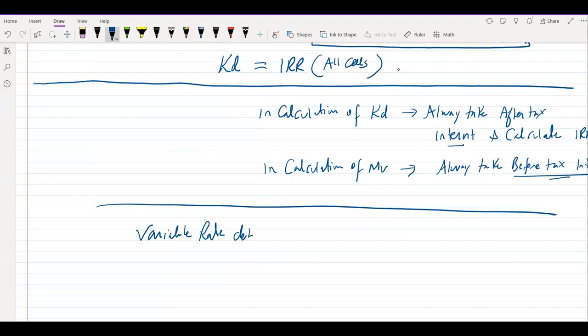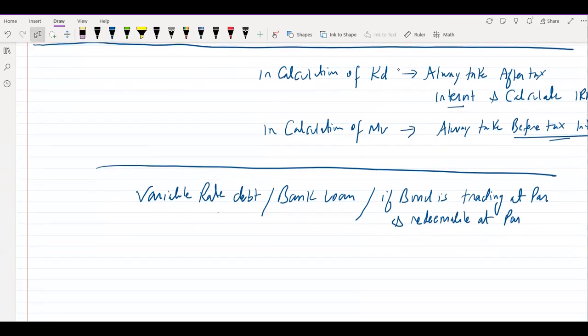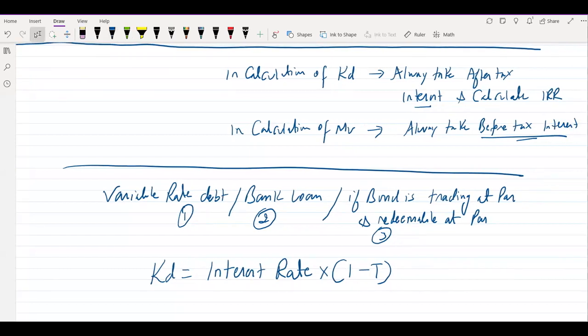If in the exam there comes variable rate debt, bank loan, or if the bond is trading at par and redeemable at par, so in all three cases, case number one, case number two, case number three, the formula is simple. Kd is equal to interest rate into 1 minus T. We will take the after-tax value of interest.